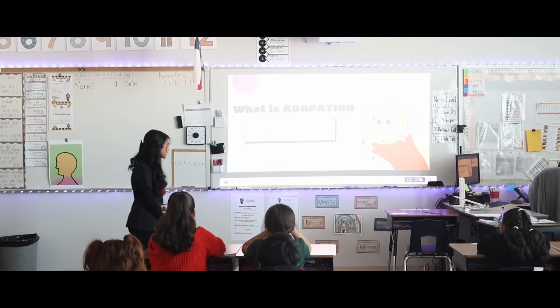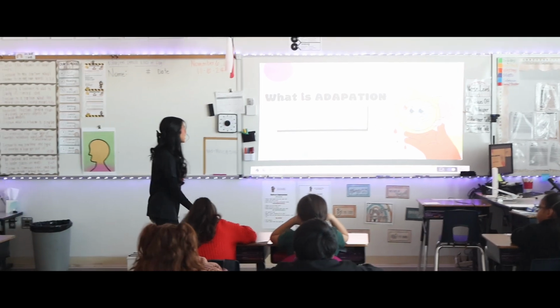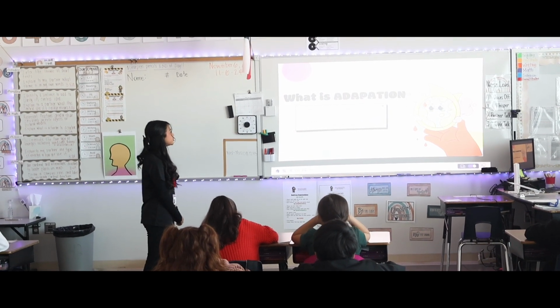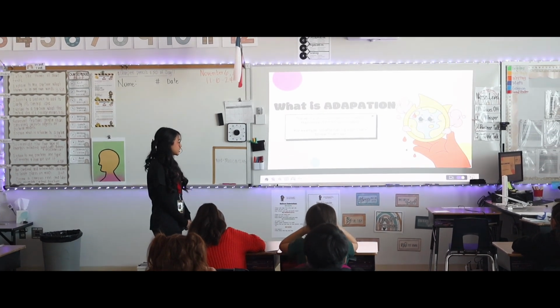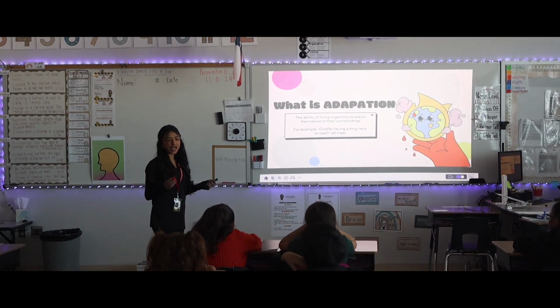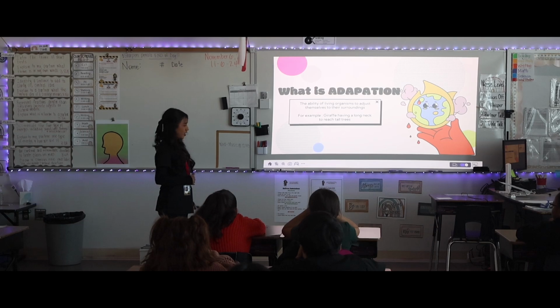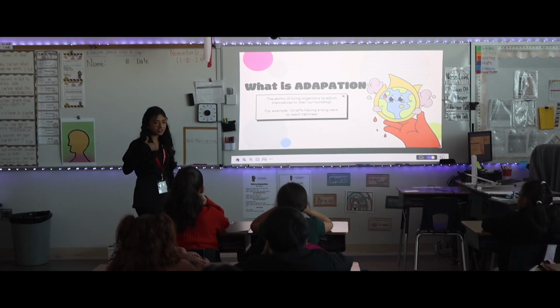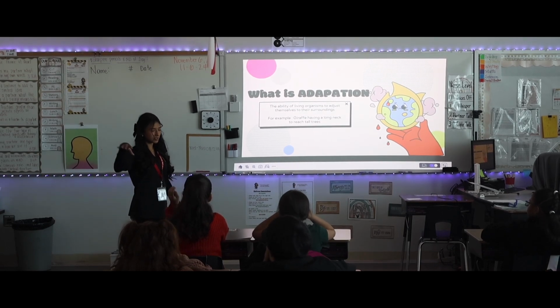Okay, so an adaptation, for those of you guys who don't know, an adaptation is the ability of a living organism to adjust themselves to their surroundings. A living organism is an animal or a plant, but today we're going to talk about animals, okay? So for an example, giraffes having a long neck to reach the trees, because that's where their food is.